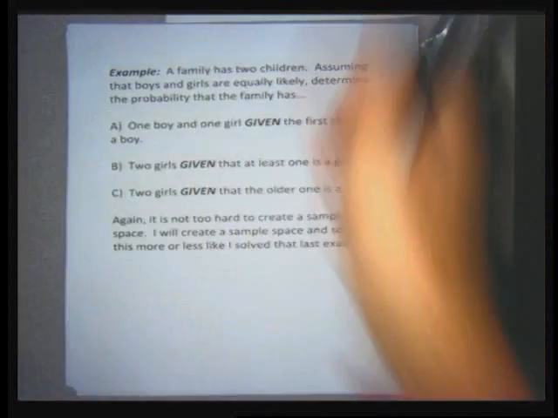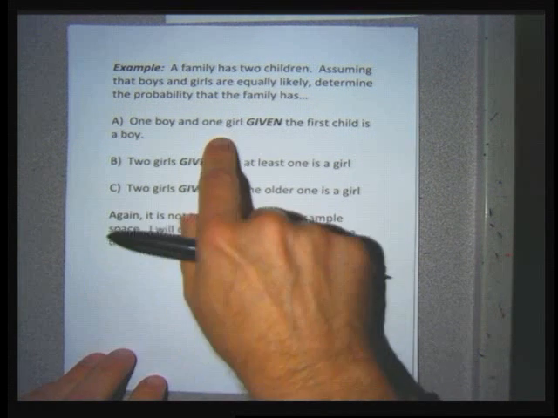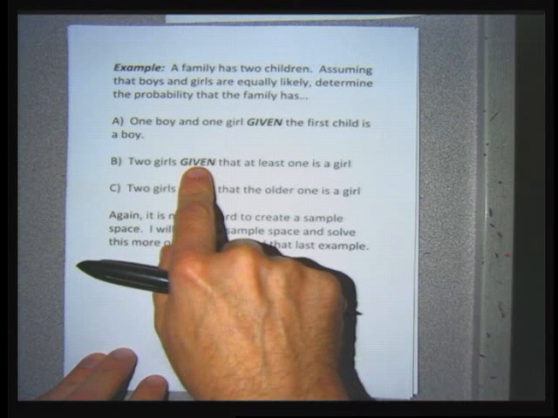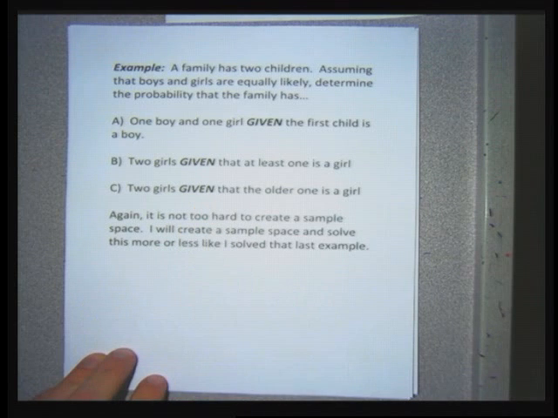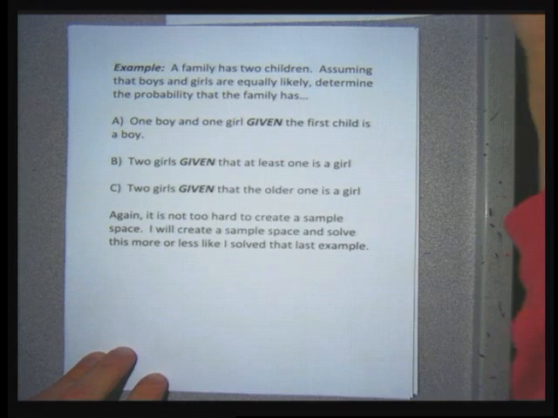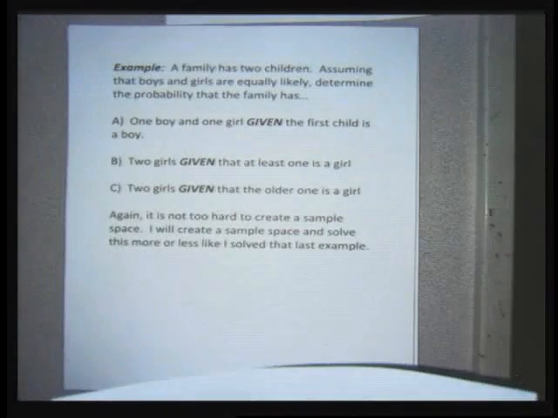So, next example. A family has 2 children, assuming that boys and girls are equally likely. Determine the probability that they have 1 boy and 1 girl, given the first child's a girl; 2 girls given they have at least 1 girl; 2 girls given that the older one is a girl. This is 3 distinct conditional probability problems, and each part of this example needs its own reduced sample space.